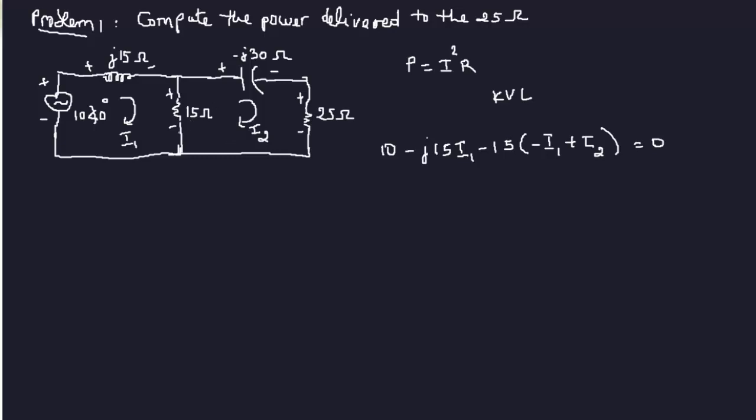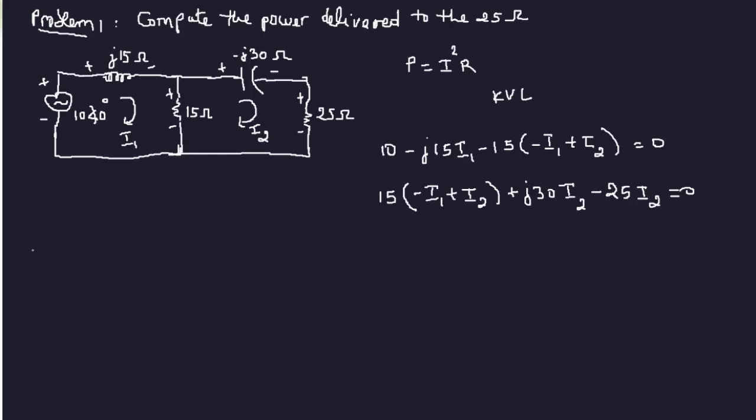For the second loop, we have from minus to plus, and so that's 15, so that's positive 15. But then we have two currents going in 15, so again it's going to be minus I2 is from minus to plus, and I1 is plus to minus, so same thing here anyway. So that's minus I1 plus I2. Okay, so plus to minus, so that's minus J30. Well, actually minus J30, so that's plus J30. And we have I2. And here we have plus minus, so that's minus 25 I2 equals 0. So let's clean that up.